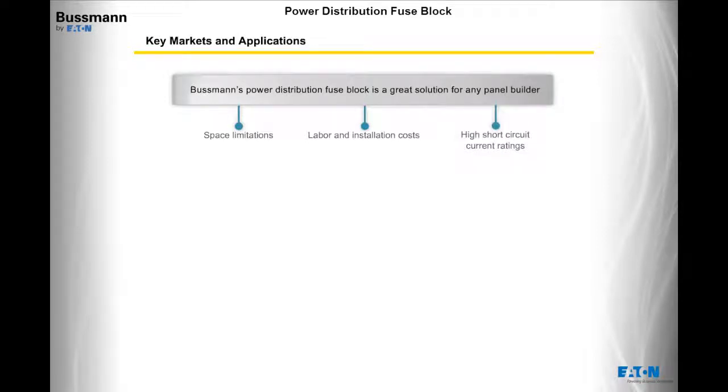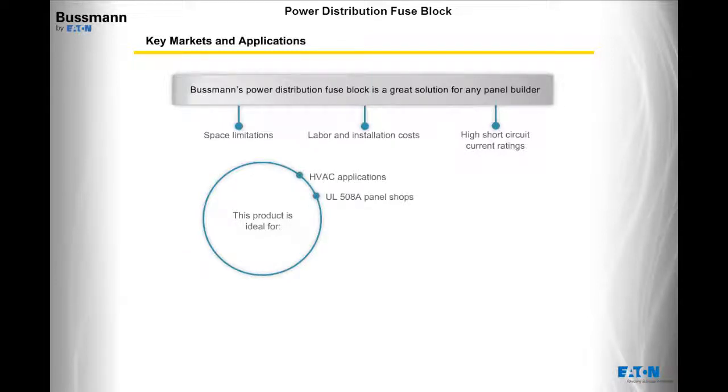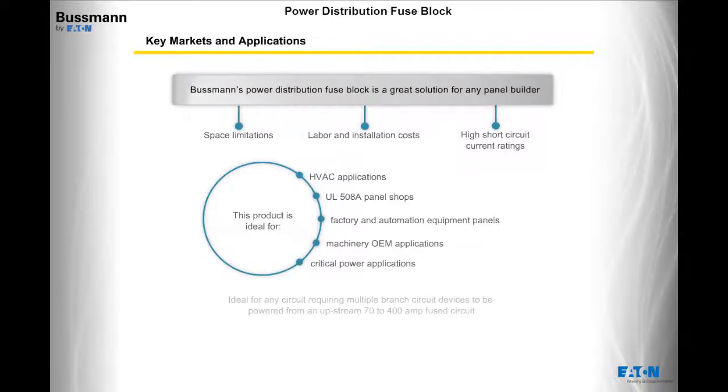More specifically, this product is ideal for HVAC applications, UL508A panel shops, factory and automation equipment panels, machinery OEM applications, and critical power applications. This solution is ideal for any circuit requiring multiple branch circuit devices to be powered from an upstream 70 to 400 amp fused circuit.